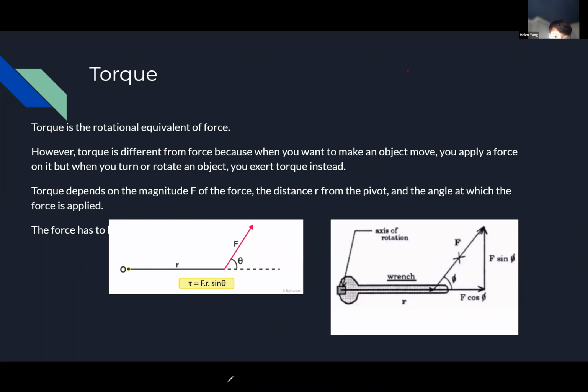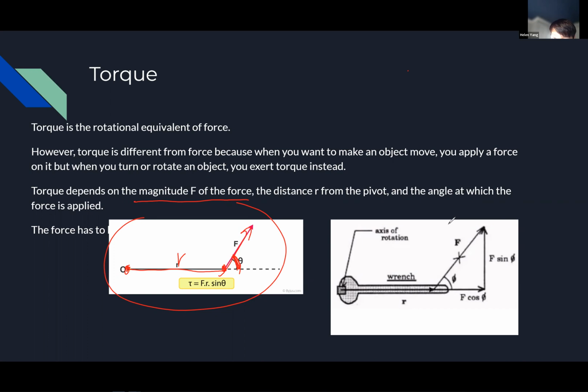Torque depends on the magnitude F of the force, the distance r from the pivot. In this diagram right here, this is the pivot and this is the r, the distance we're talking about, and the magnitude F of the force, which is this one, and the angle at which the force is applied. So it's this angle. And the force always has to be perpendicular to the distance.